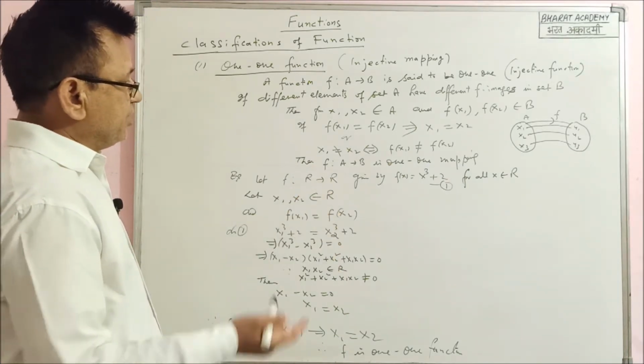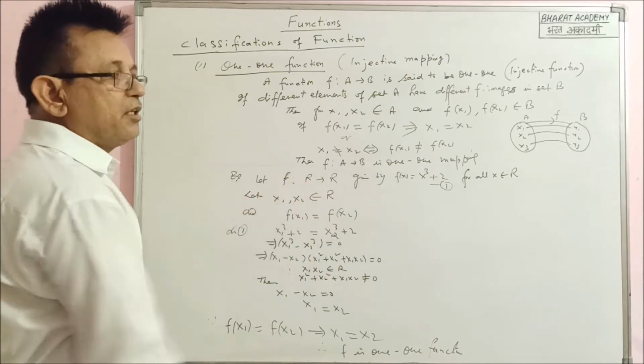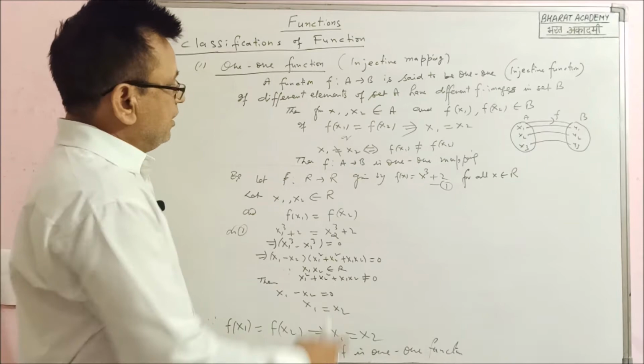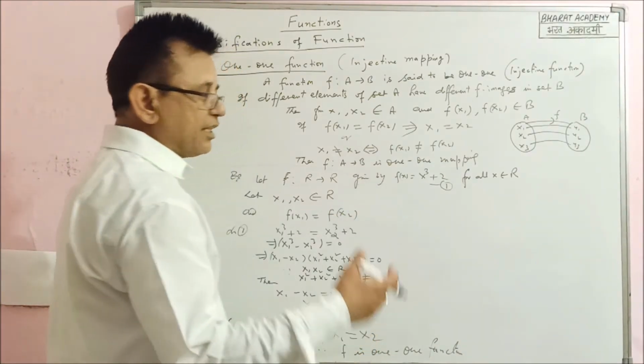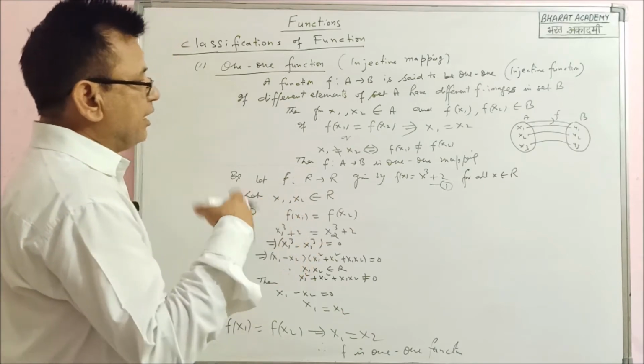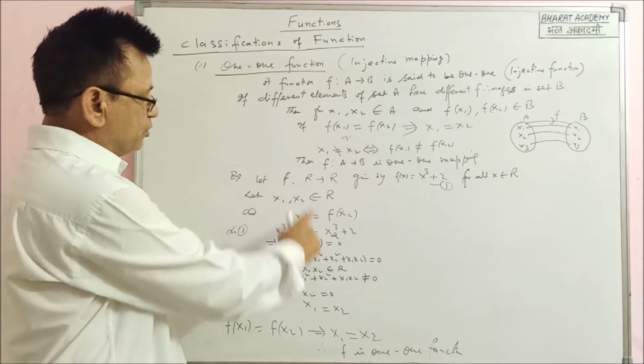Let me explain it by this example. If f is a function from R to R, R means the set of real numbers, and the function is defined like this: f(x) equal to x cube plus 2 for all x belonging to R. x are the elements of real numbers. I have taken two real numbers x1 and x2 belonging to R.